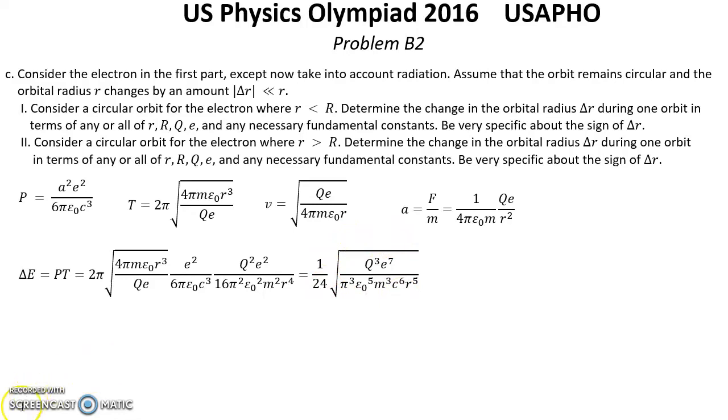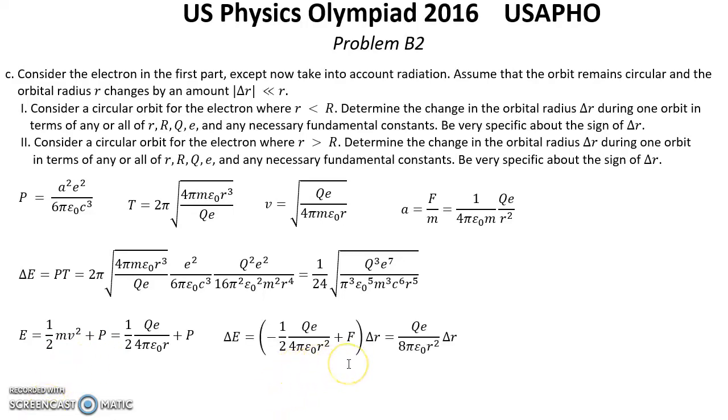And again, on the other hand, we have energy equal to kinetic energy plus potential energy, and the change of energy equals this expression, which is this one. And finally, when we equate this delta E to this delta E, we have for delta r this expression, which is the answer for question 2. So we did all answers for all questions and all parts of this problem.